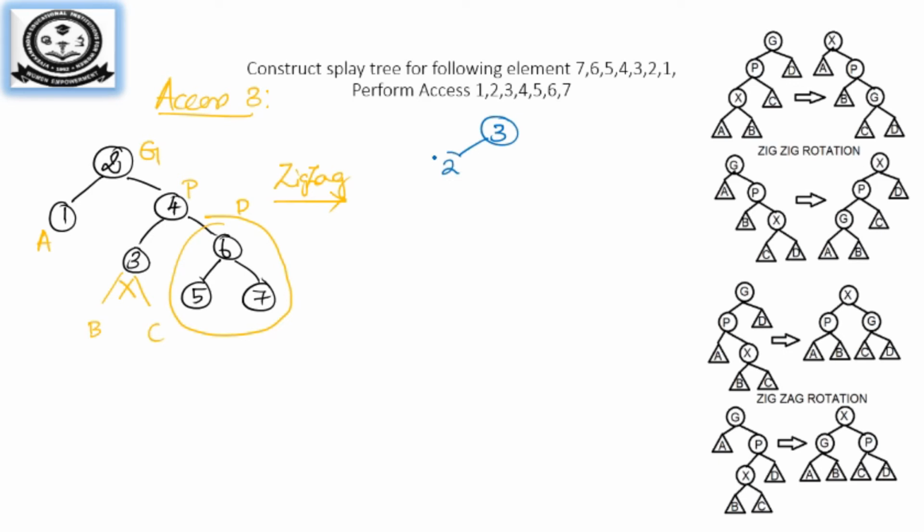So you will have 2 and you will have 4. Now what is A? A is 1. What is B? I don't have B. I don't have C, but I have D. So D is 6, 5, 7. So this is the diagram for access 3.